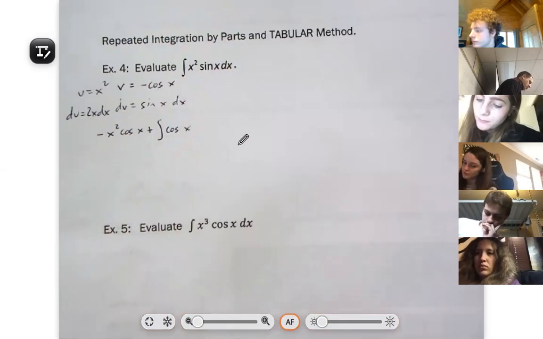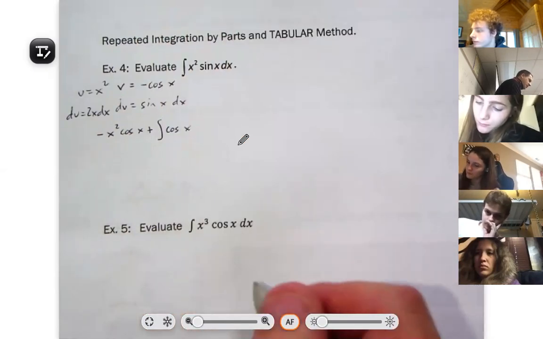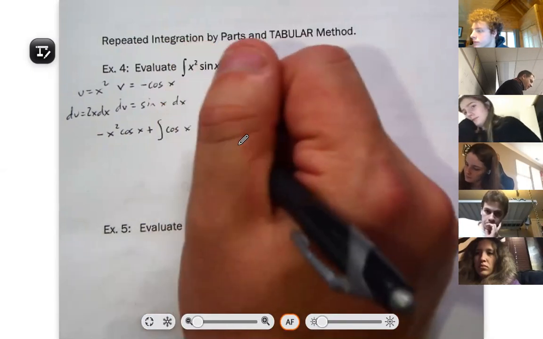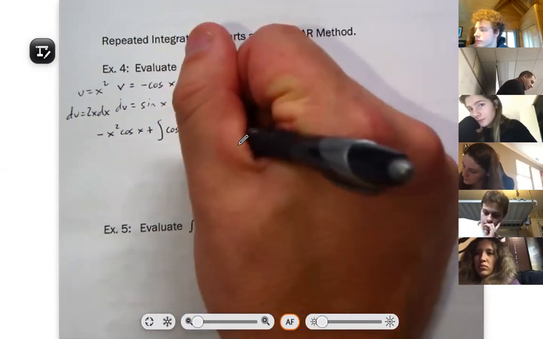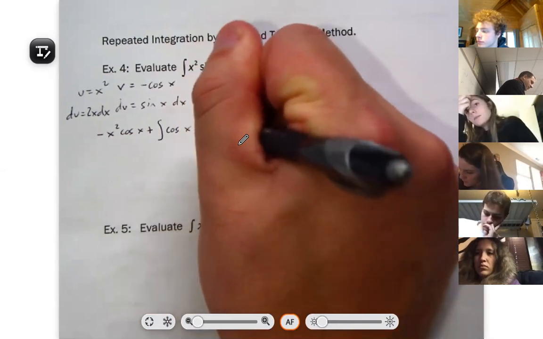And then du is, oh shoot, 2x dx. I would like the 2x to be in front. Why did I write in pen? Mr. Giordano. Whatever.